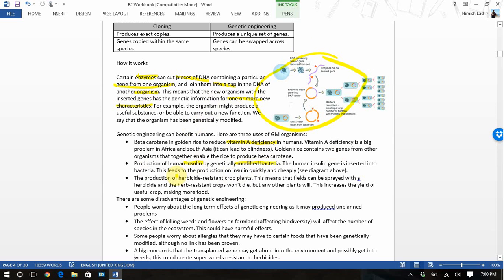Herbicide-resistant crops. So say you want crops to grow, but you want to spray herbicide on your farm to kill out the weeds. Okay, you can do that by making herbicide-resistant crops. So it increases yield by making sure there's less weeds there, and also makes more food.